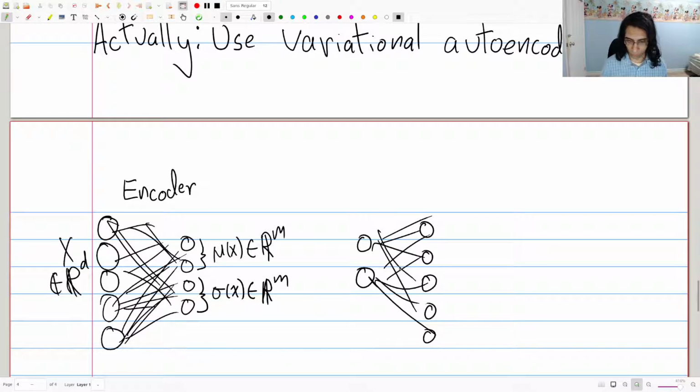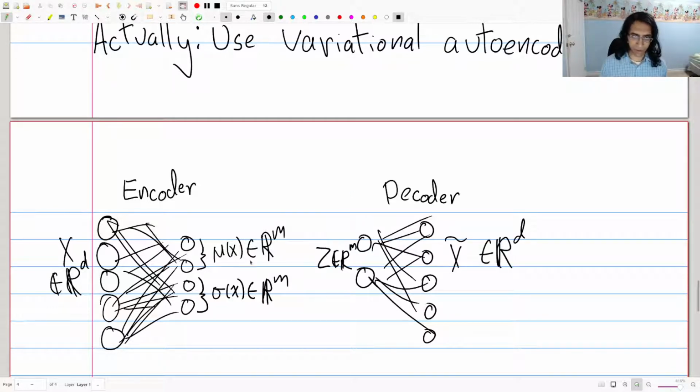And what do we have here? The decoder. What we're going to have here is some vector z, where z is in R^m, and the output is going to be x tilde, say, back in R^d.